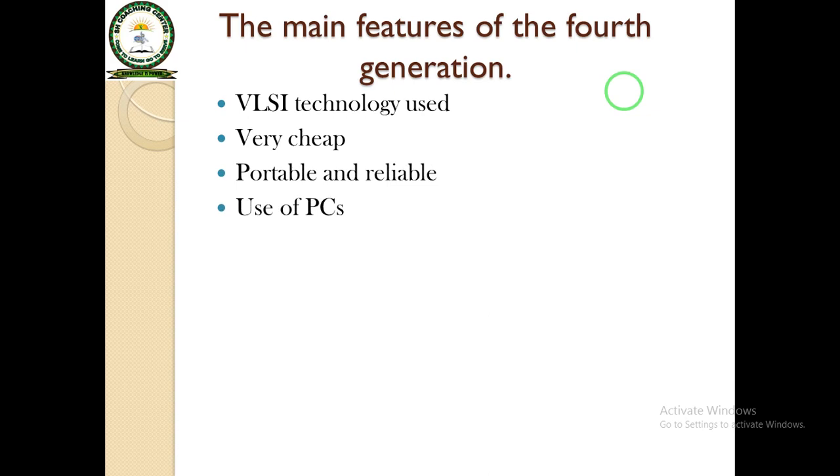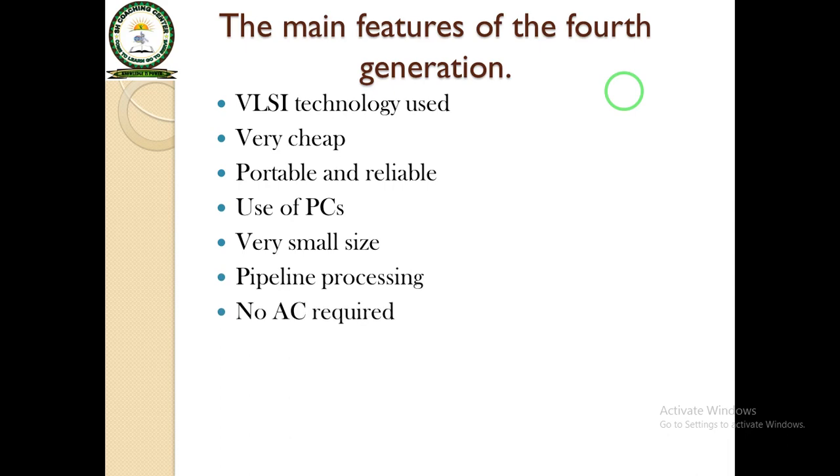And these computers were used as PCs, that means personal computers, in homes. They were very small in size compared to the other generations of computer. They have pipeline processing, and no AC is required because they were very small in size, and due to the small size they consume less electricity. Due to the lower consumption of electricity, they produce less heat.